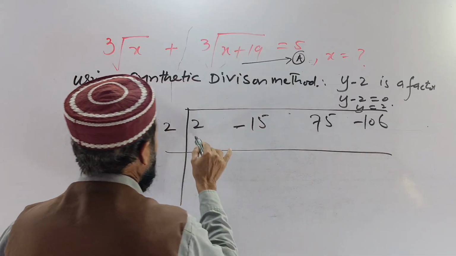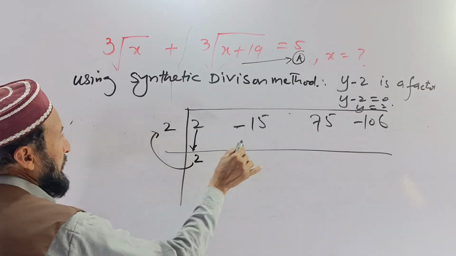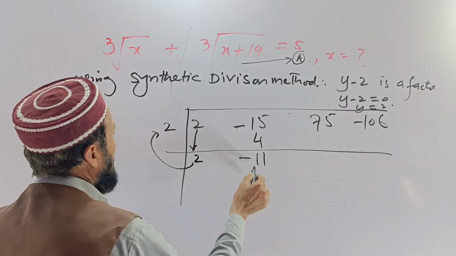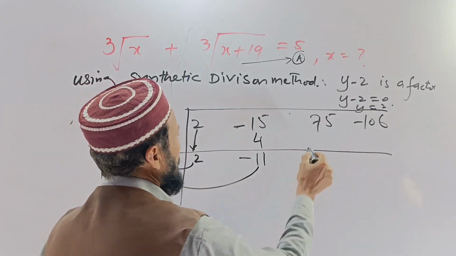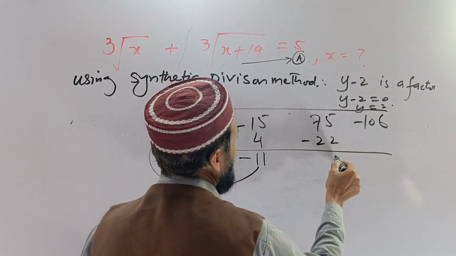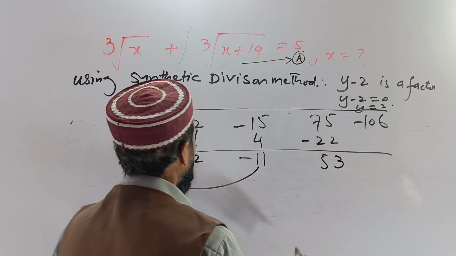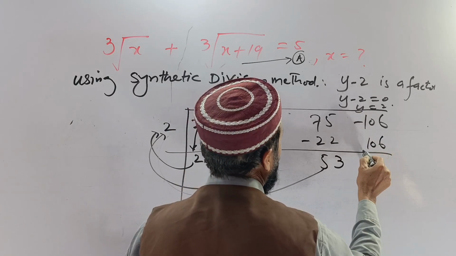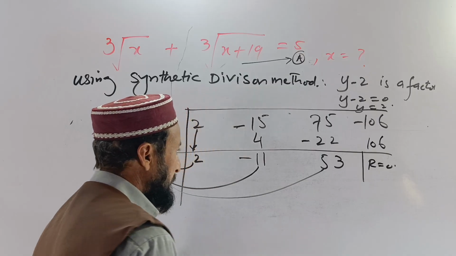The first integer we bring down directly, and 2 multiplied by this term gives 4, and adding this term we get minus 11. Minus 11 is again multiplied by this 2, so we get minus 22. If we add this result, we get 53. Again we multiply by this 2, we get 106. If we add, the result is 0. The remainder here is 0.